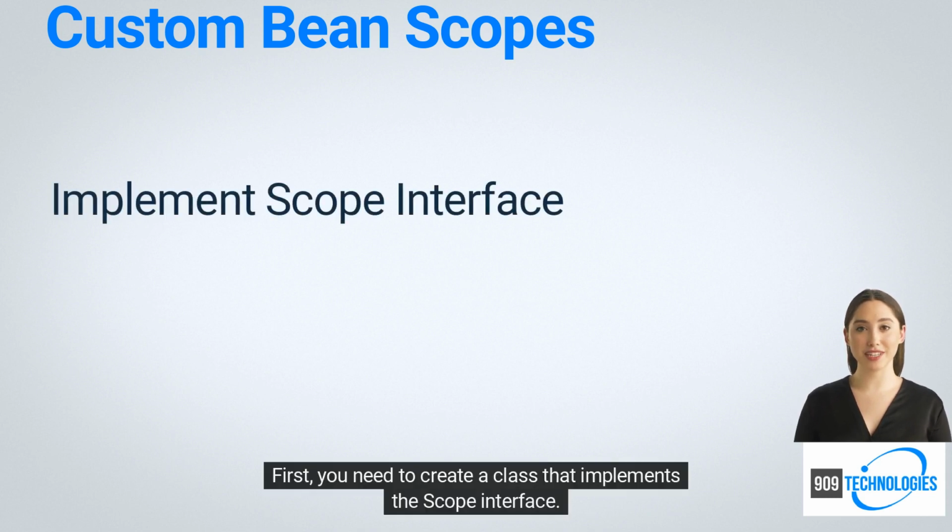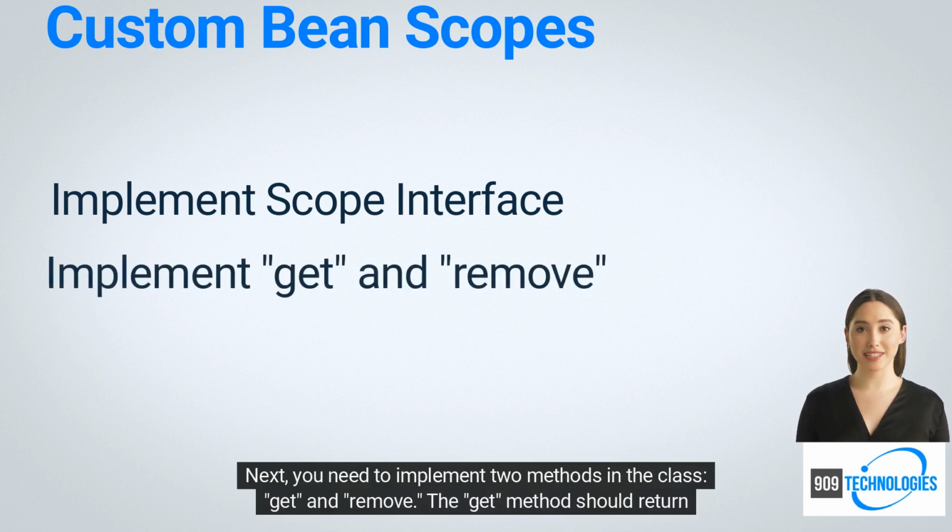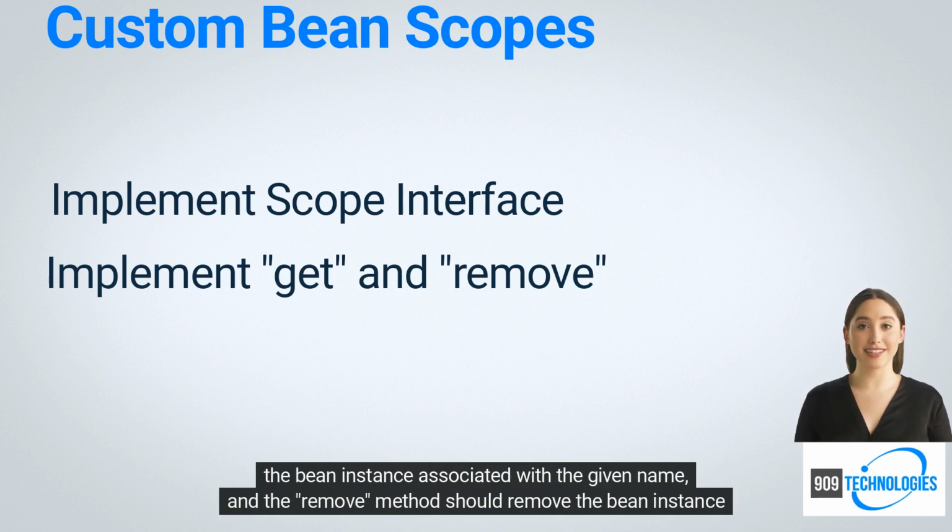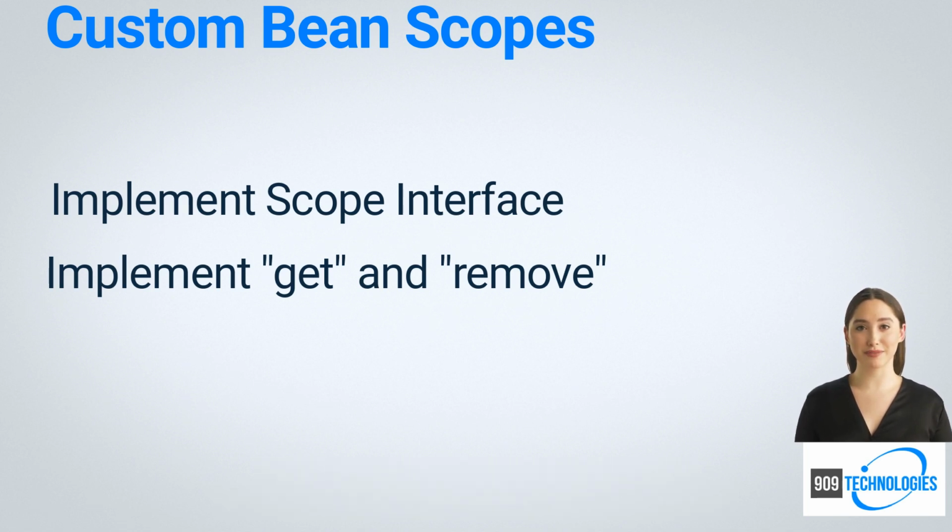First, you need to create a class that implements the Scope interface. Next, you need to implement 2 methods in the class, get and remove. The get method should return the bean instance associated with the given name, and the remove method should remove the bean instance associated with the given name.